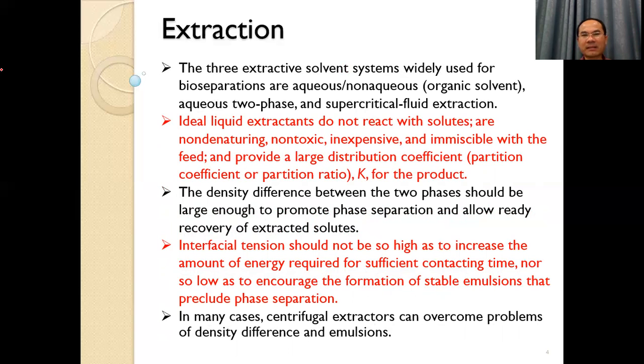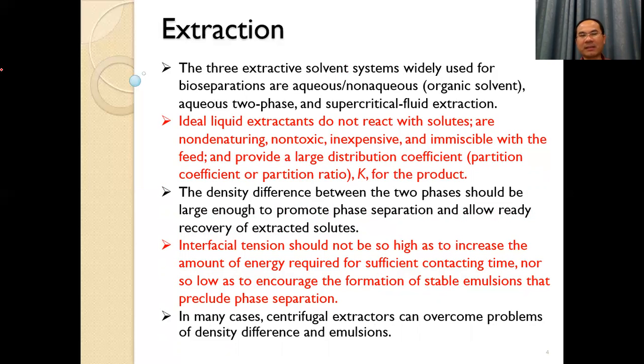The first one is the extraction solvent system, which is an aqueous, non-aqueous system. For example, we would like to separate citric acid from water by a methyl amyl ketone or something like it. Initially we have an aqueous solution, citric acid dissolved in water, and then we add an organic solvent. This is the non-aqueous solution. So we have two systems.